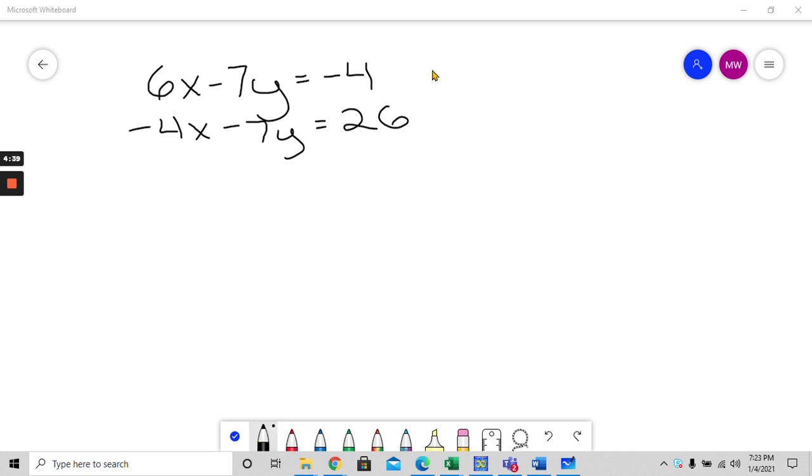Remember, an equation, I'm going to label these, is a proportion. It's an example of a proportional relationship. So with a proportion, you can multiply or divide as long as you do it throughout the entire equation. So in order to solve this, I'm going to multiply this entire top equation by negative 1.